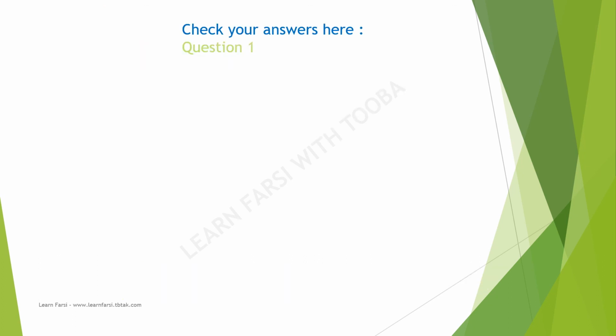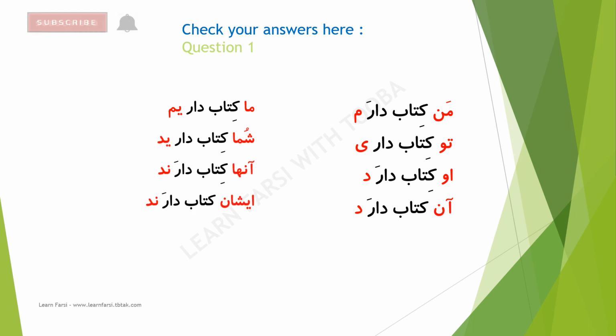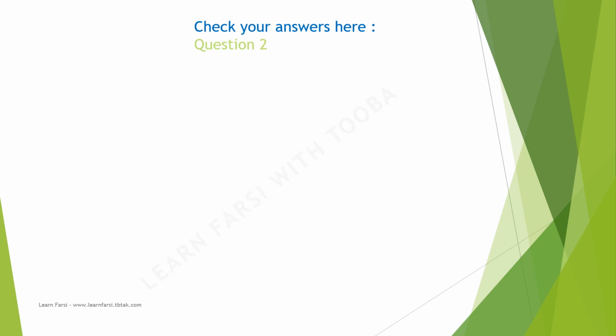Here you can check your answers for question 1. من کتاب دارم. تو کتاب داری. او کتاب دارد. آن کتاب دارد. ما کتاب داریم. شما کتاب دارید. آنها کتاب دارند. ایشان کتاب دارند. Check your answers for question 2 here. میبینیم. میبینند.